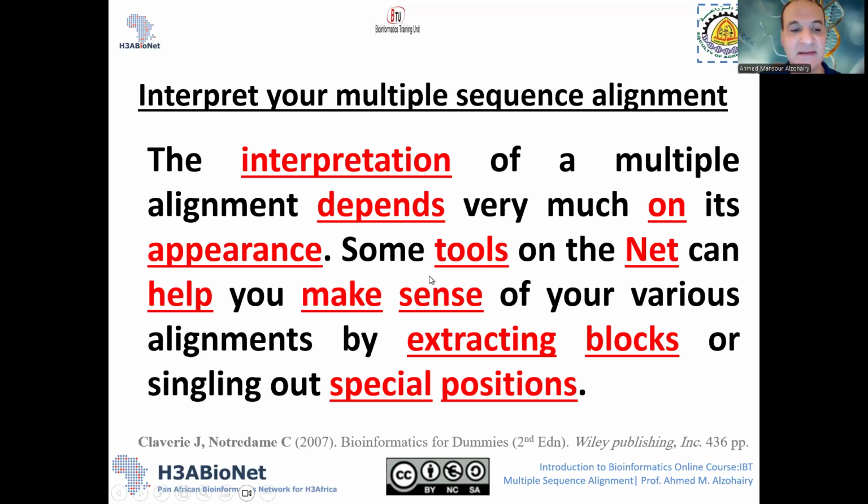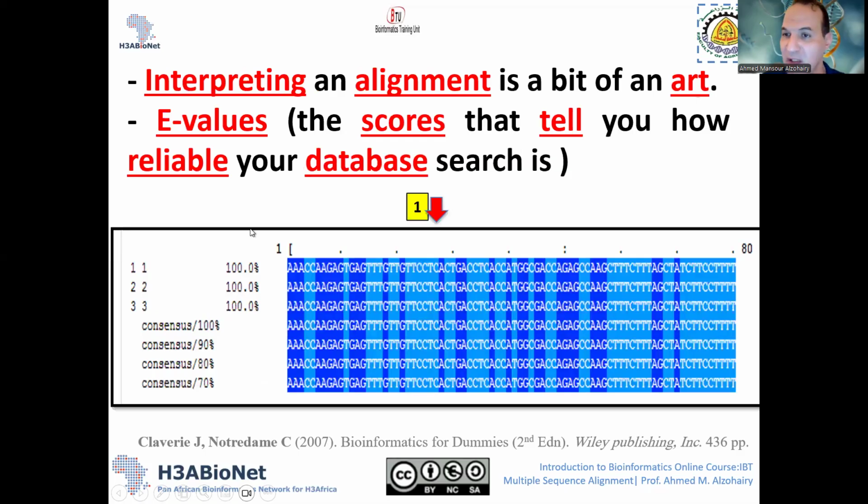Some tools on the internet can help you make sense of your alignment by extracting first. You have to extract some blocks that are very useful or look useful, and then you try to single out special positions. You have to find special positions that make sense, and then try to single them out. This will help you in your interpretation. So you have to depend on these two things to interpret your result.